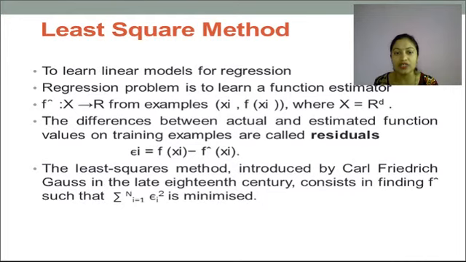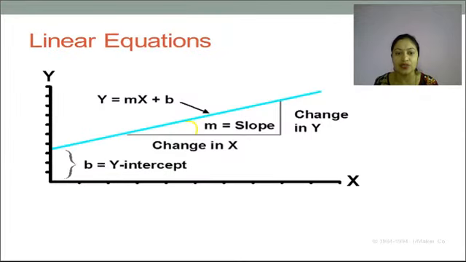Now we want to find the difference between the actual and the estimated function values, and these differences are called residuals. They are symbolically represented as epsilon, so we can say that epsilon i is equal to f of xi minus f cap of xi, which are the residuals. Now the least square method is to get the least value of these epsilon i, and it was introduced by Carl Friedrich Gauss in the 18th century, where it finds the estimated values of f cap which minimize the epsilon square values. So let us see the implementation of the least square method in the next slides.